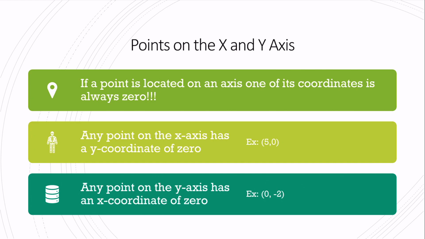Quick notes about points on the x and y axis. If a point is located on the x-axis or the y-axis, one of its coordinates is always 0, right? On the x-axis, y equals 0, and on the y-axis, the x coordinate equals 0. We'll talk about these later when we're graphing lines as x and y intercepts, so just a hint of what is coming up.